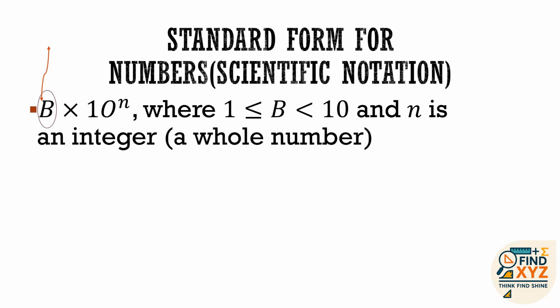Now this is the format. Since it's written as a product of a certain number called mantissa or significant, and a power of 10, the mantissa must always be between 1 and 10. 1 is inclusive but 10 is exclusive, and n must be an integer, that is a whole number. It can be positive, it can be negative, it depends on the direction that you are moving, or the size of the number.